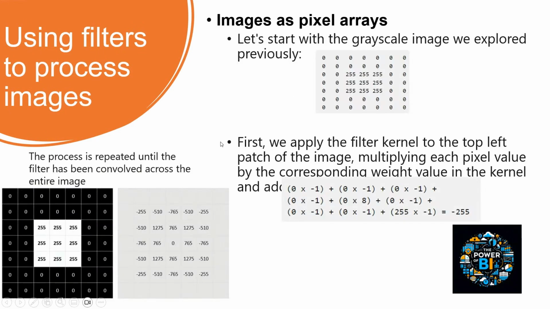If we get started with the grayscale image that we explored previously, we apply the filter to the top left, multiplying each pixel value by the corresponding value in the kernel, and then the process is repeated until the filter has been convolved across the entire image. So this is basically the end result.